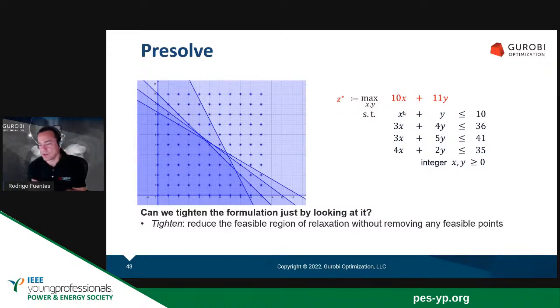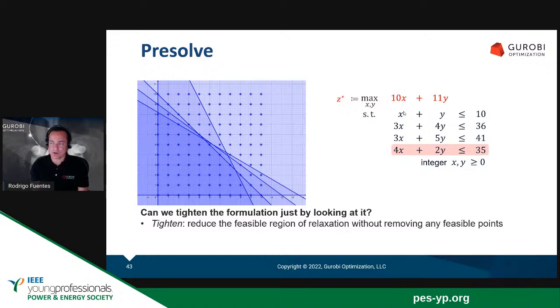So something we didn't do before, but we're going to do now in a second pass of analysis of this problem, is take advantage of things that we can exploit. For example, if you look at the fourth constraint, 4x plus 2y less than or equal to 35, is there something obvious that you see?